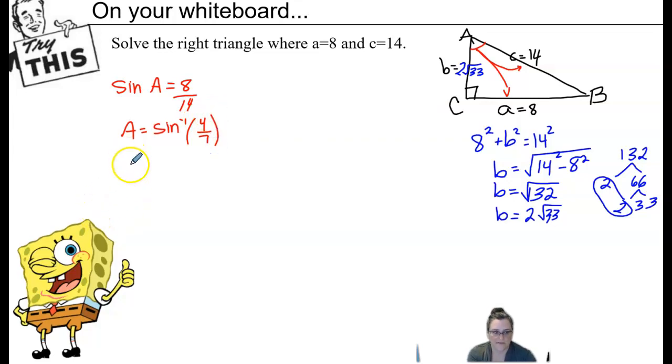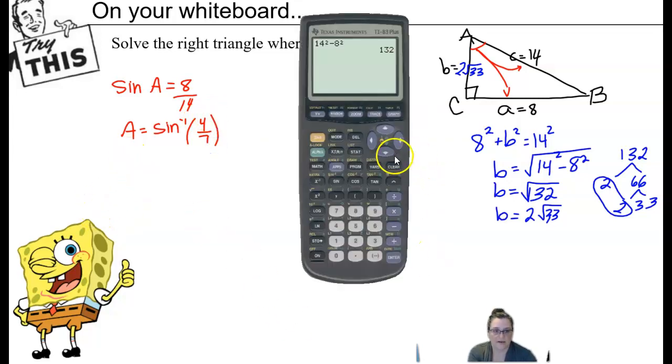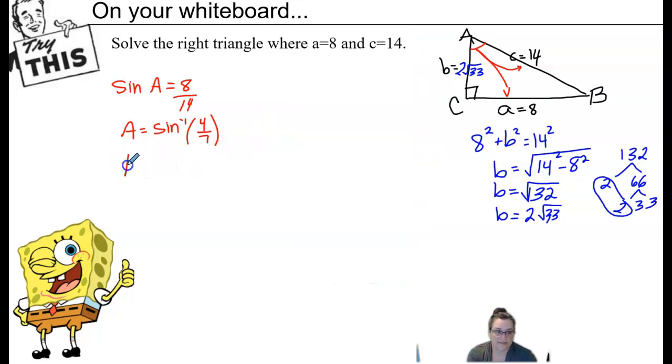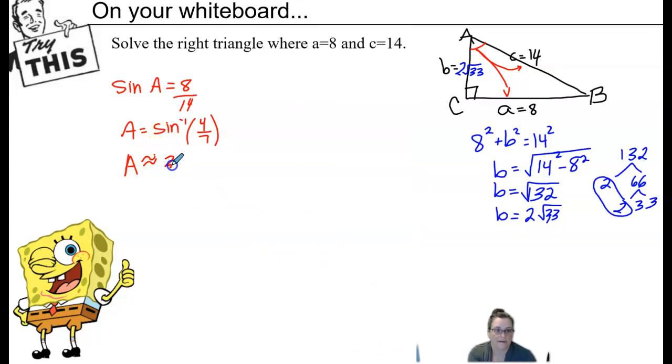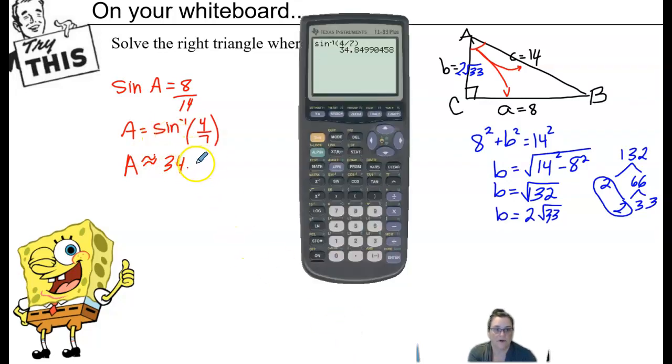when I reduce that fraction. And in the calculator, arcsine of the ratio 4/7 is approximately 34.8499 degrees. So A is approximately 34.8499.